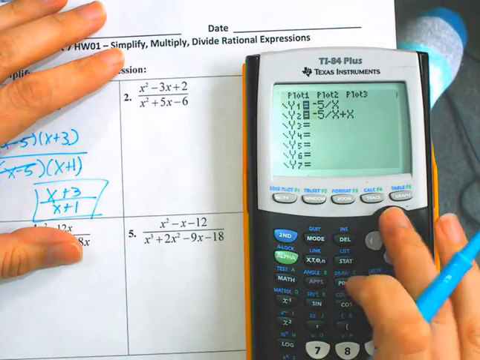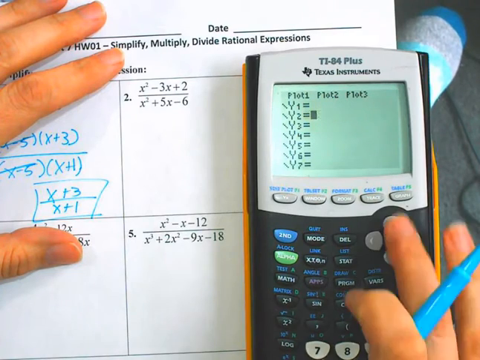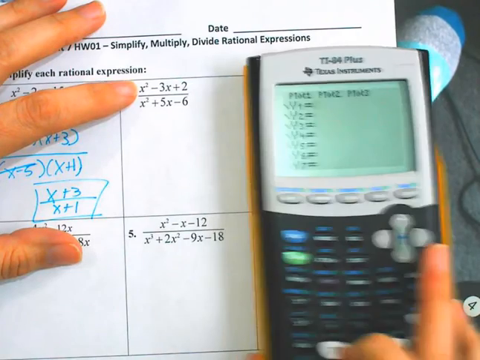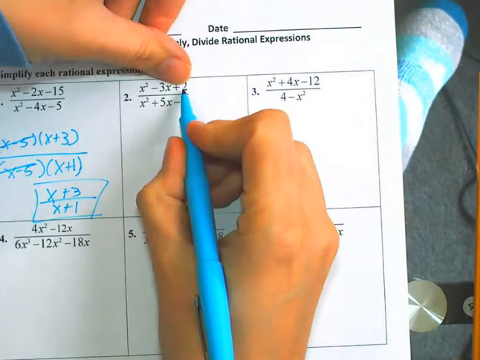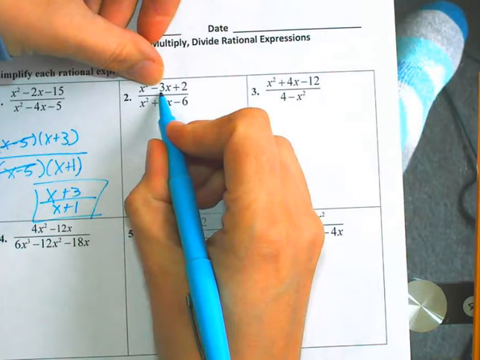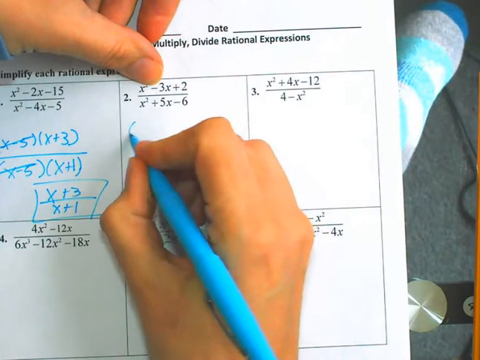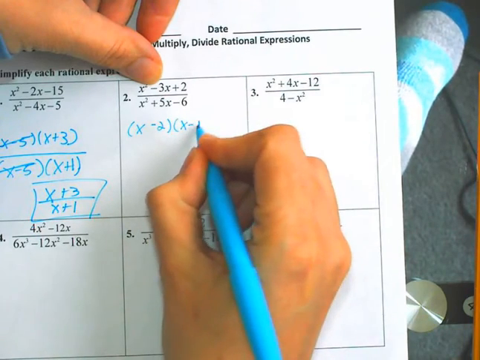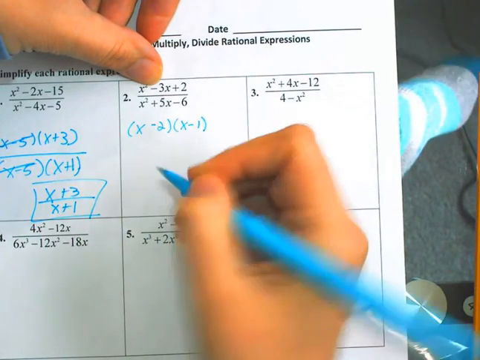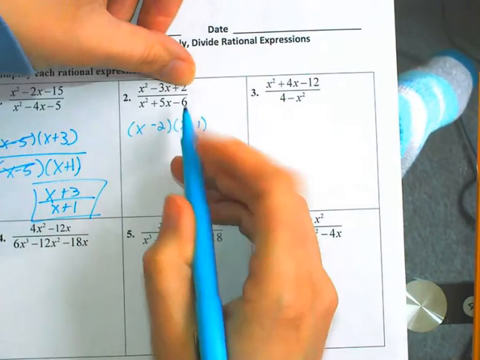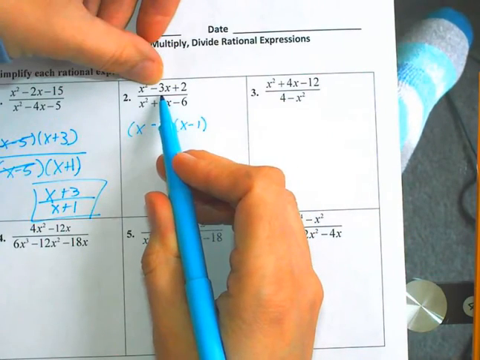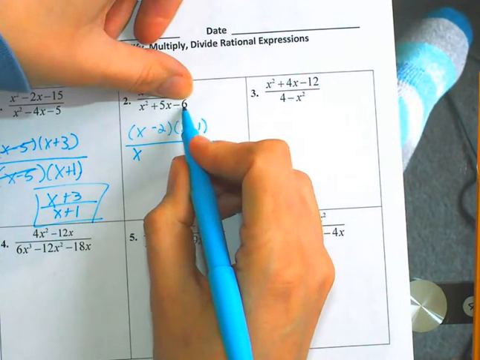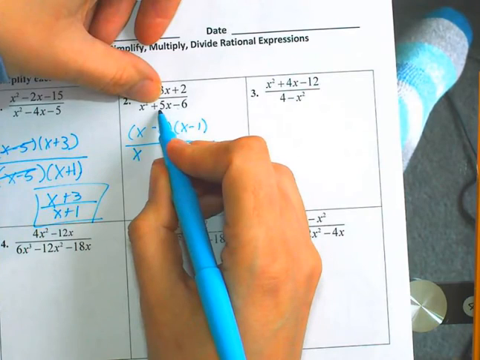So go ahead and factor the top and the bottom. You could probably do this in your head. Remember, I'm looking for factors of 2 that add up to negative 3. So that's going to be x minus 2, x minus 1. Again, if you don't know how to do that, then you can always use the calculator to help you with the factors of 2 that add up to negative 3. And at the bottom, the factors of negative 6 that add up to positive 5.